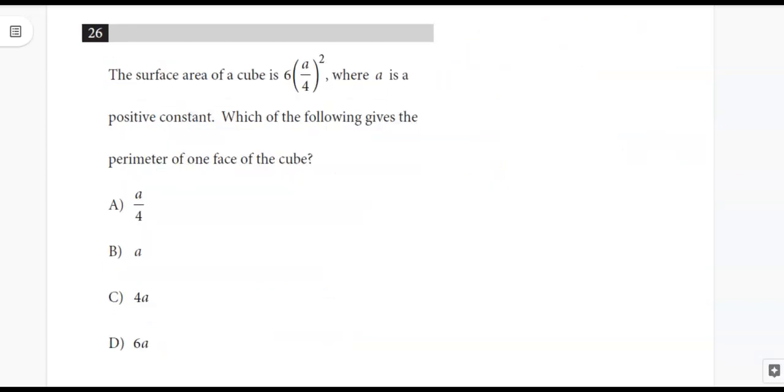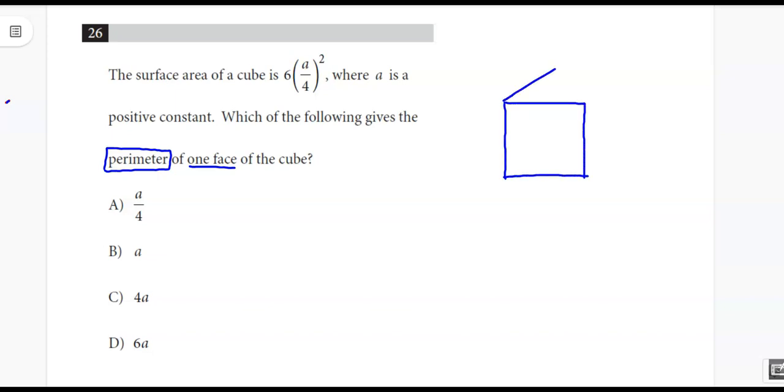All right, number 26. Looks like we got a little geometry problem. You don't see those very often, but surface area of a cube is 6 times a over 4 squared, where a is a positive constant, positive number, which of the following gives the perimeter. So our ultimate answer is we need to find the perimeter of one face of a cube. So I'm going to first draw a cube. A cube is basically just a square that has all sides the same. So we kind of have something like this going on.